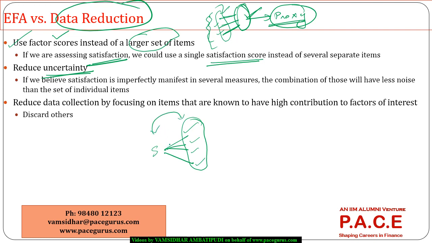So because there is a lot of imperfection in terms of the relationships between the two, rather than taking each variable separately, if I take some linear combination of these variables, the noise can be reduced and the estimate will come much better. So the uncertainty or the noise is quite drastically reduced when I am going with the exploratory factor analysis. And at the same time, the data collection effort will come down.